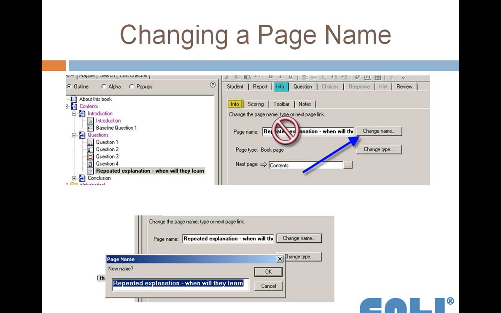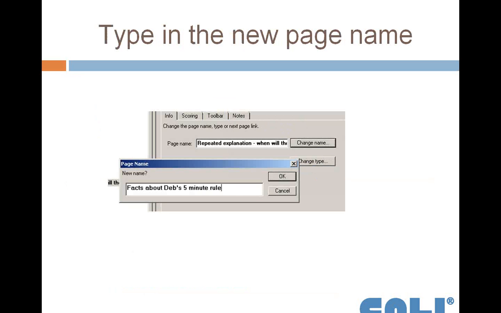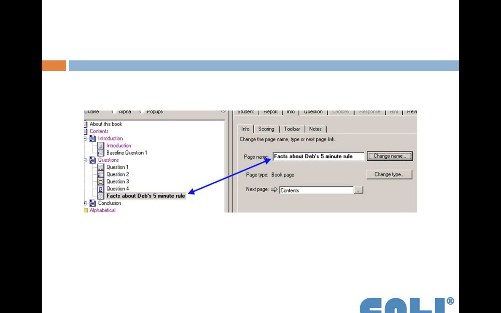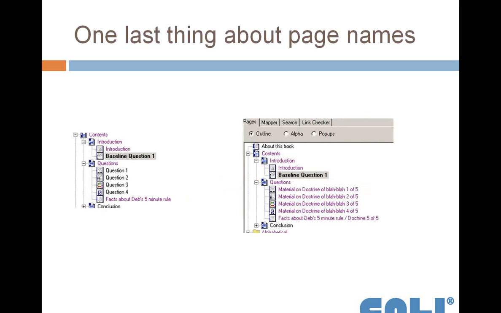So now we're at the part where we change the page name. You change the page name by clicking on the Info tab highlighted in blue, the Info tab highlighted in yellow. I've crossed out the actual page name text field because the intuitive thing is to put your cursor there and try and change it there. That's not the way CALI Author works. Instead, you click the button called Change Name. Another screen pops up. You type in your new name where the highlighted blue is at the bottom. And now I've called this page Facts About My 5-Minute Rule, and it renames itself over in the outline on the left.